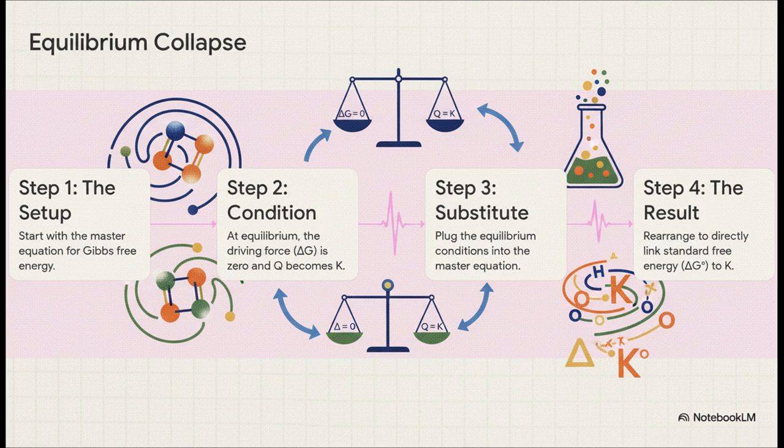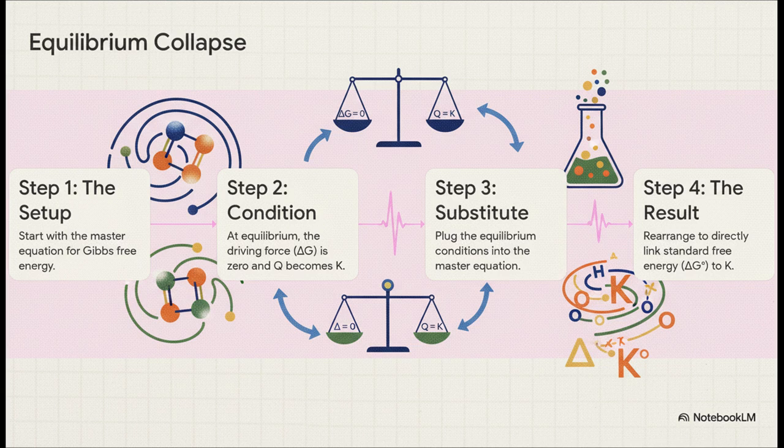First, the driving force, delta G, drops to 0. And second, our snapshot ratio, Q, becomes a special value we call the equilibrium constant, K. Now watch what happens when we plug those into the equation. It simplifies down to 0 equals delta G naught plus RT ln K. And with one simple little rearrangement in step 4, we get this incredible result. Delta G naught equals negative RT ln K.